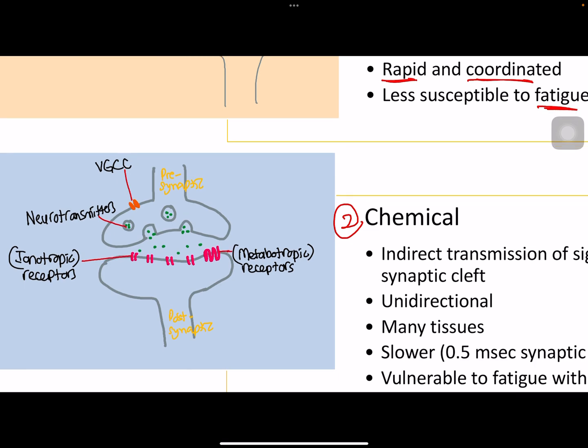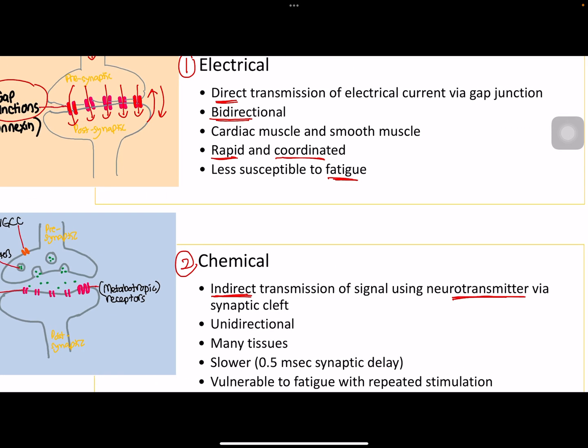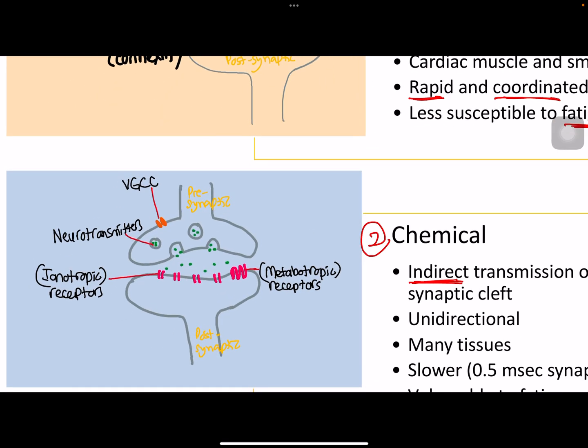Now, how about the other type of synapse, which is the chemical synapse? Now, the chemical synapse is an indirect transmission of the information because it needs to be converted first and transported via the neurotransmitter. And because the neurotransmitter is only found at the synaptic end bulb, and it needs to travel and bind to the receptor on the postsynaptic neuron, it only allows one direction of information. The information in the postsynaptic neuron can never go backwards to the presynaptic neuron.